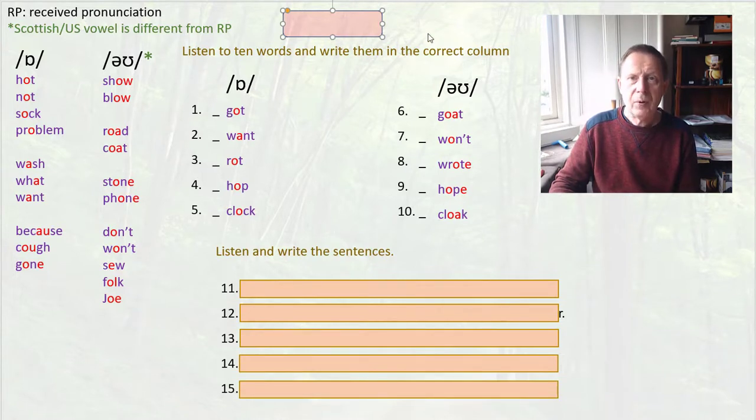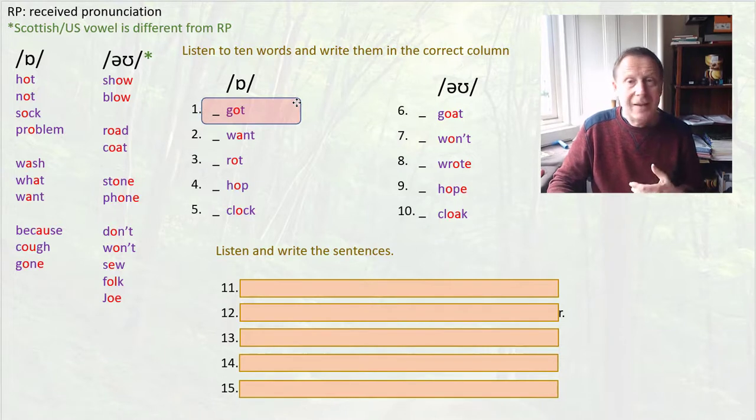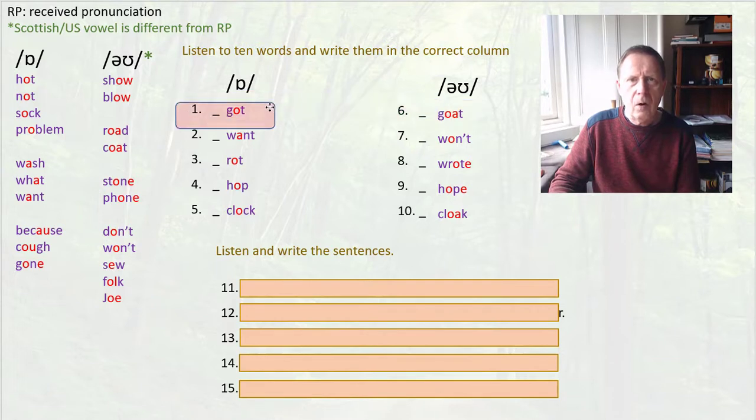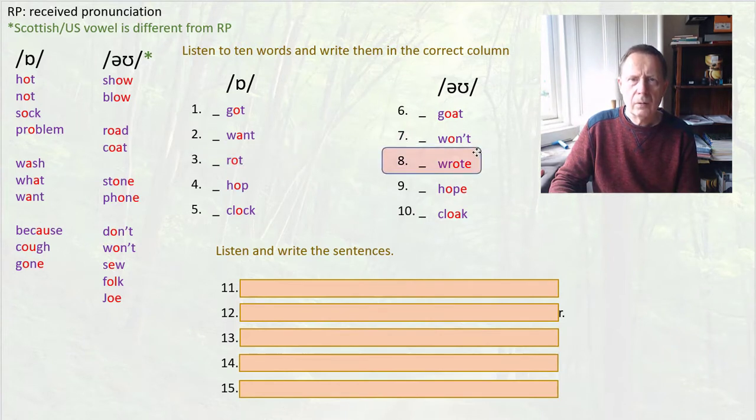So these 10 examples actually create minimal pairs. So let's try them. Now, for the pronunciation here, I'm going to use the RP. That's the received pronunciation. Got, goat. Want, won't. Rot, wrote. Hop, hope. Clock, cloak.